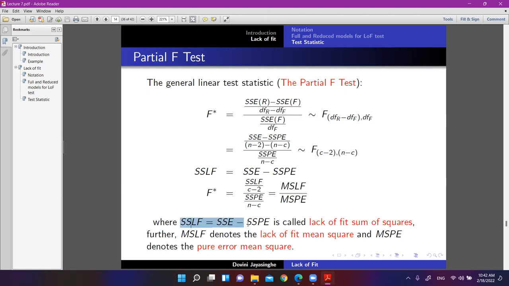So this is equal to this. We call it the lack of fit sum of squares. Further, this is the lack of fit mean squares. And this is the pure error mean squares.